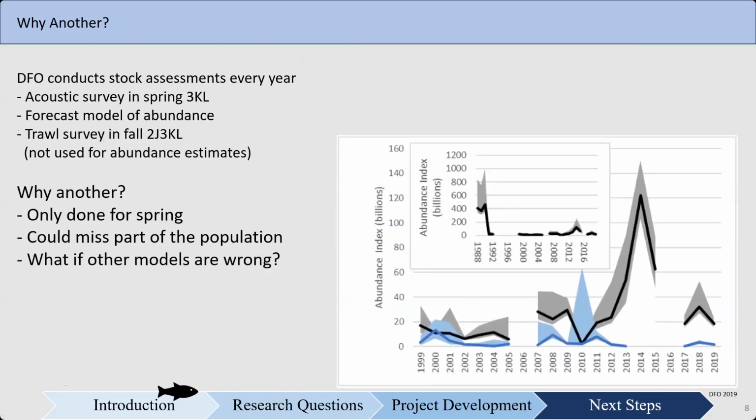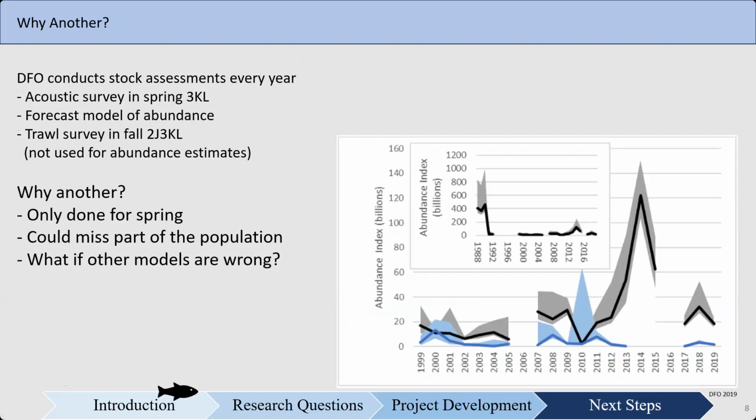Why are we looking at making a new model for capelin abundance if we already have these two or three other models that work pretty well? Well, for one, the acoustic survey is only done in the spring, so we're missing a lot of the temporal variation that could happen with the capelin population. And also, most of the capelin population exists in this northern Grand Banks area, which is the 3KL area, but we could still be missing a part of the population.